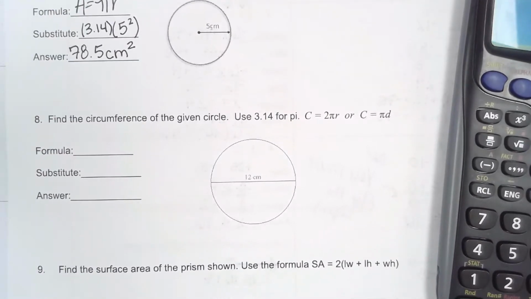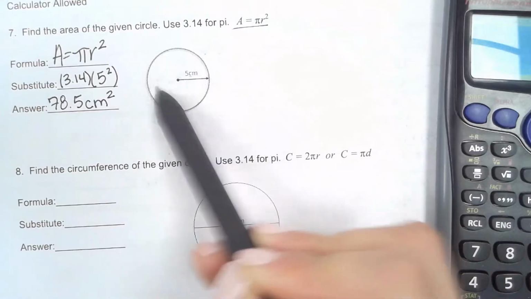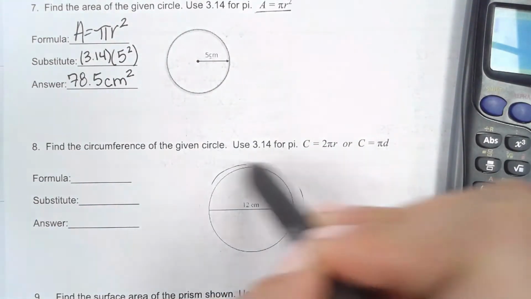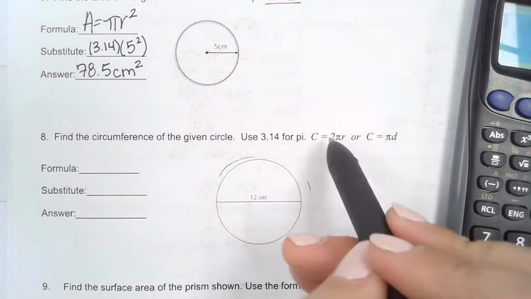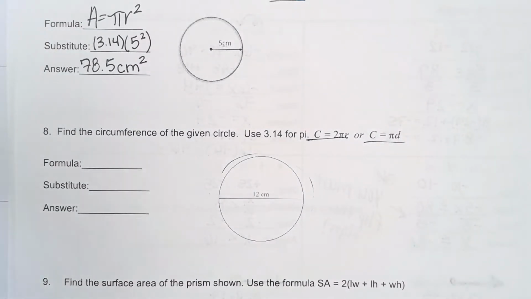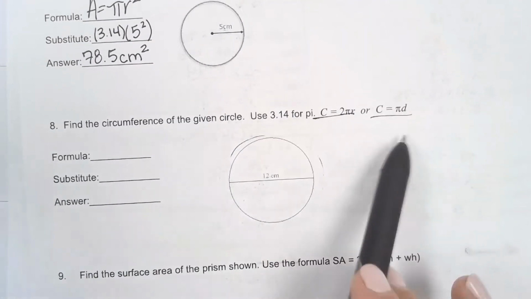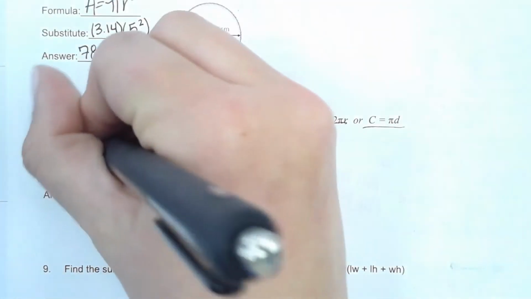All right, number 8, so now we're finding circumference. So remember, area is talking about the amount of space on the inside of the circle. Circumference is talking about the amount of space on the outside, so in other words, the perimeter. So we have 2 circumference formulas. It doesn't matter which one you use, just make sure you plug in the right numbers for it. Since looking at the circle here, they give us the diameter of the circle, I'm going to use the formula that has diameter in it, which is just the circumference equals pi d.